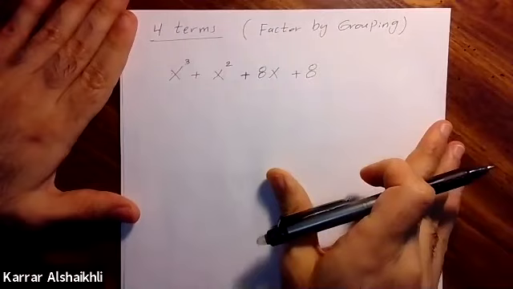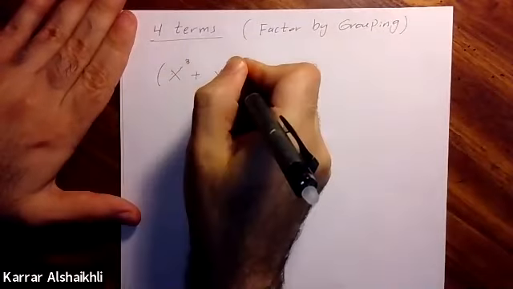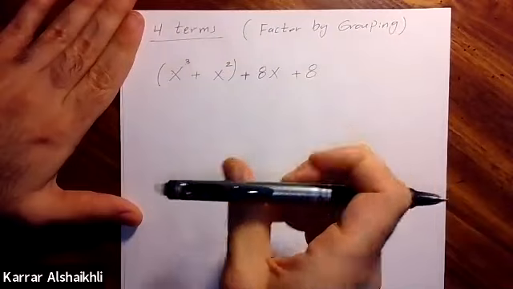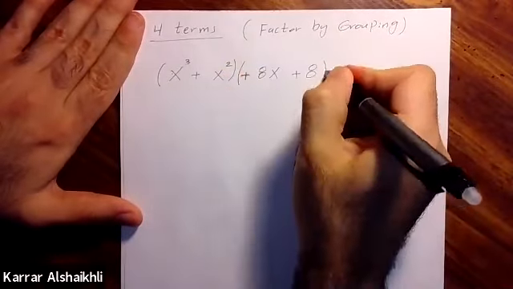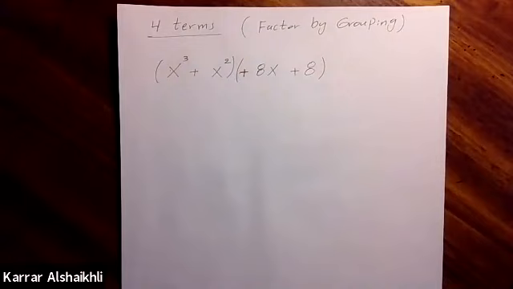So check what I'm gonna do. I'm gonna put parentheses here, okay? And I'm gonna put parentheses here. We're gonna group two terms in each side. So let's now go to the next step. So the first step always you have to do is to group. You're gonna group the first two terms and you're gonna group the last two terms.